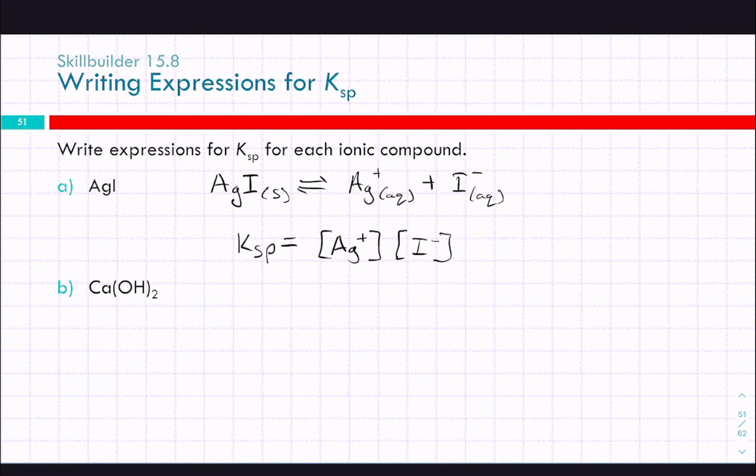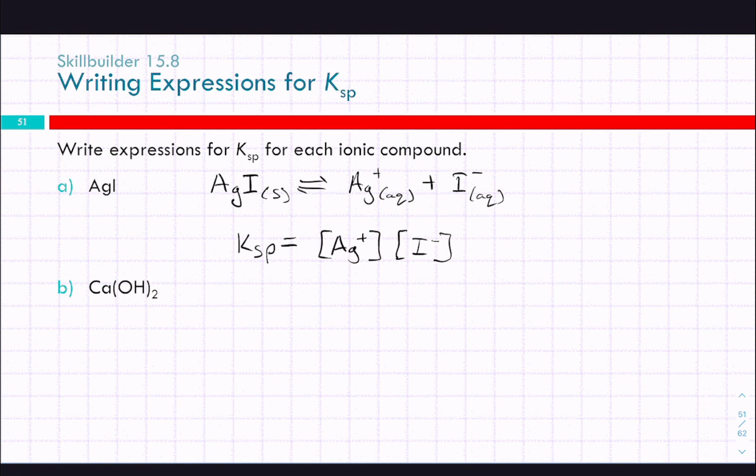Unless you know it's a solid or a gas or a liquid, it's a pretty safe bet to assume that it's aqueous in at least this class and probably Chem 1 or 1A. Would we have to know if it's aqueous or not for the final? No. You could just assume that these are aqueous for this.